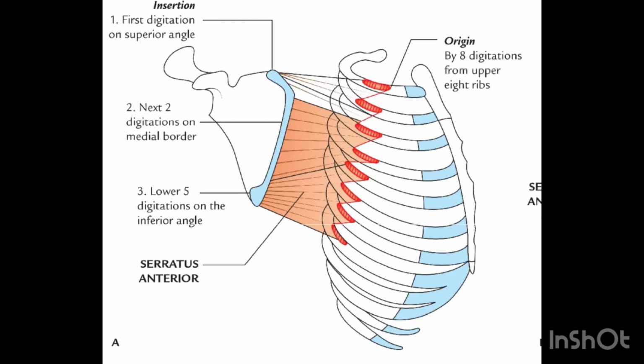Where is the origin? The pectoralis minor is coming from what? The 3rd to 5th ribs, like we said. So where is the serratus anterior coming from? It is coming from the lateral aspect of the first to the 8th rib. Very easy. But why is the pectoralis minor coming from the 3rd to the 5th rib? Why is this one coming from the first to the 8th rib?